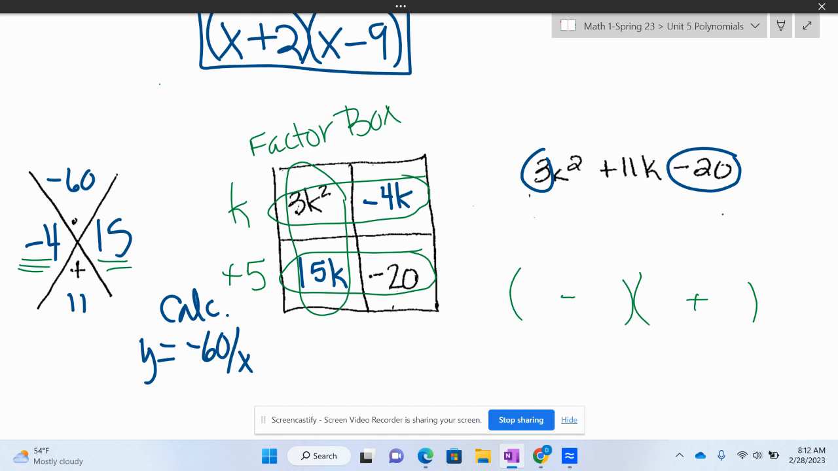So we're going to take a 3K out of here. So I can take a 3K out. And what about this column? What's the greatest common factor? A negative 4. So 3K minus 4 and K plus 5.